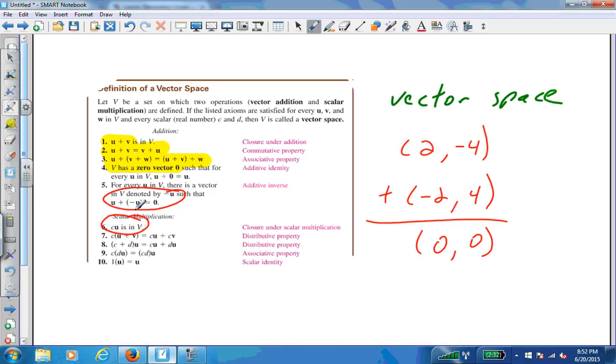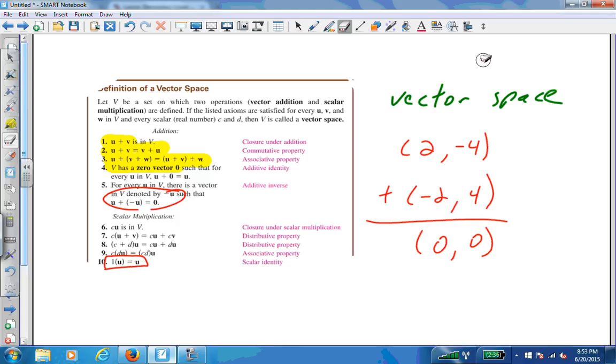If we multiply a vector by a scalar, we still get a vector. We could use the distributive property for vectors. This is just another form of the distributive property. 7 is distributing a scalar. 8 is distributing two scalars, or basically a vector times two different scalars. 9 is the associative property. If you have a scalar times another scalar times a vector, it doesn't matter which order. And then you have basically an identity vector.